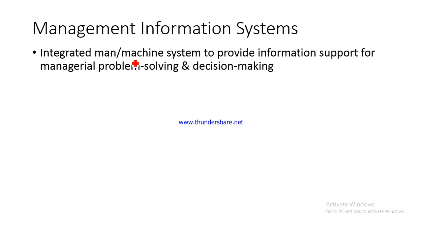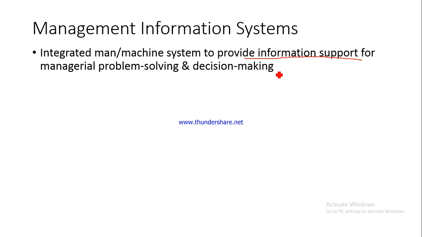For example, you might have a computer, you might have a server, you might have some kind of storage for the data that you are storing. So these machines would be there, and then we would have people who would be designing the management information systems, who would be using them, who would be retrieving information from them. So this is basically an integrated man-machine system. And what is the objective? The objective is to provide information support for managerial problem solving and decision making.